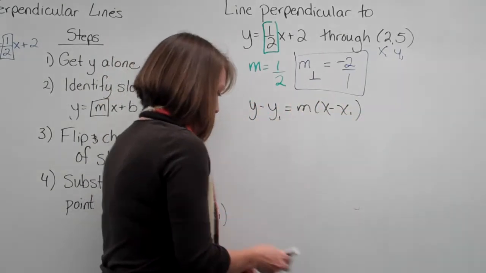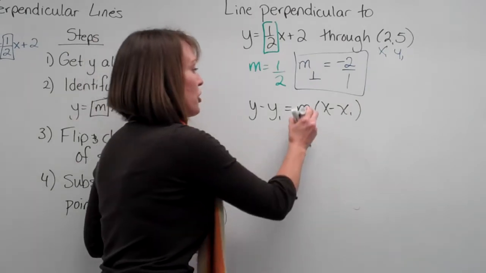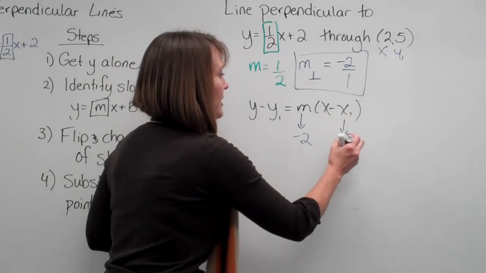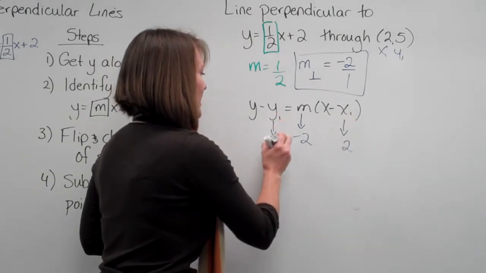All right, let's substitute it in. We put our new slope for the perpendicular line here. Our x is here, our y is here.